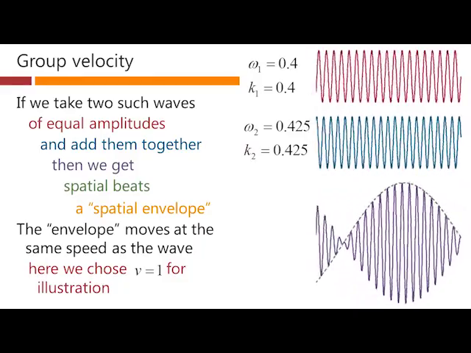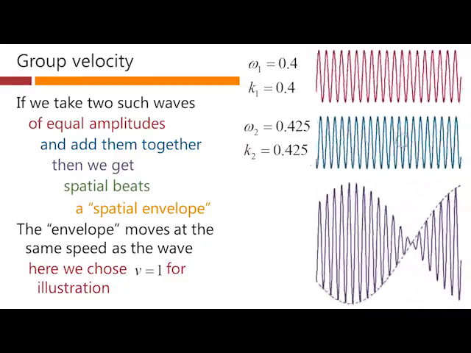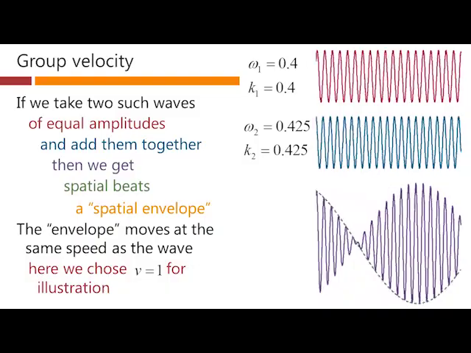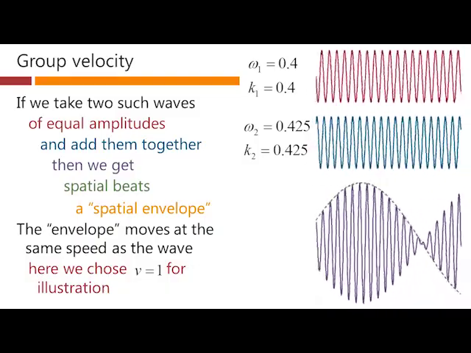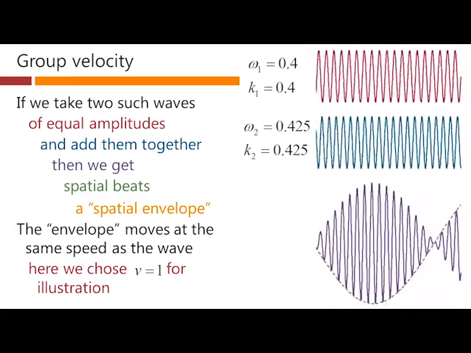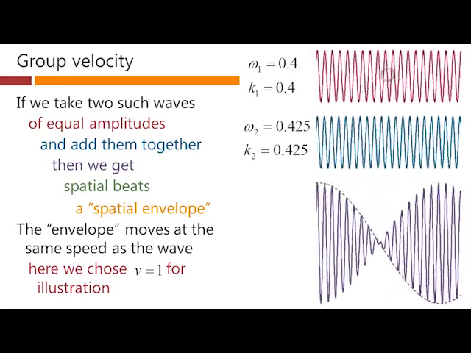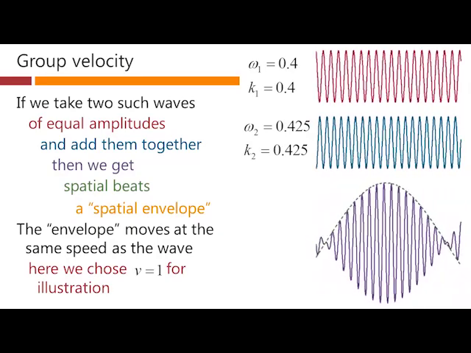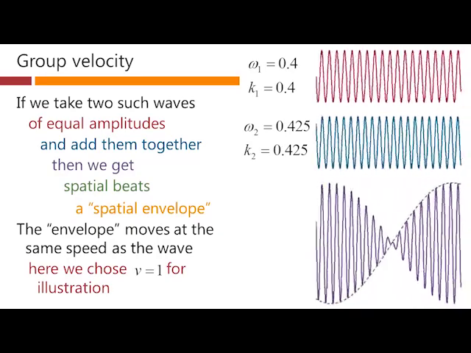So again, we see the sum of this red and this blue wave giving us the purple wave. And that purple wave behaves as if it had a sort of envelope multiplying it. But that's just the linear sum of these two waves, and this envelope is our spatial beats.